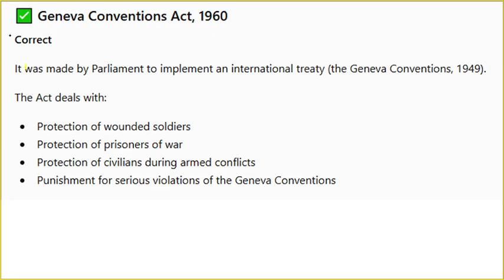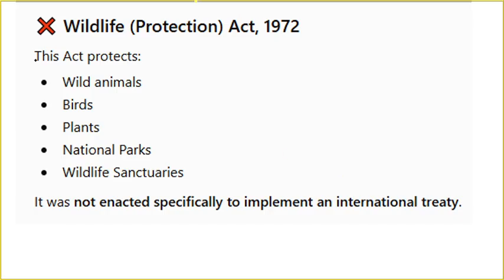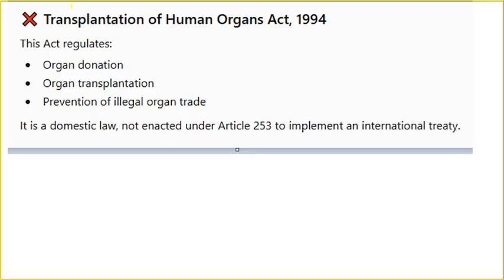Geneva Convention Act 1960. It was made by Parliament to implement an international treaty, the Geneva Convention 1949. The Act deals with protection of wounded soldiers, protection of prisoners of war, protection of civilians during armed conflicts, and punishment for serious violation of the Geneva Conventions. Wildlife Protection Act 1972. This act protects wild animals, birds, plants, national parks, wildlife sanctuaries. Transplantation of Human Organs Act 1994. This act regulates organ donation, organ transplantation, and prevention of illegal organ trade.